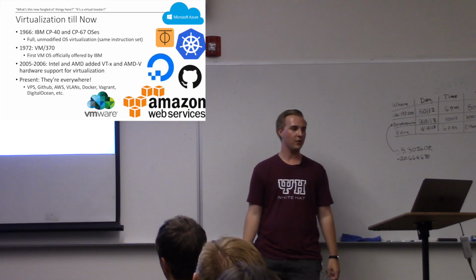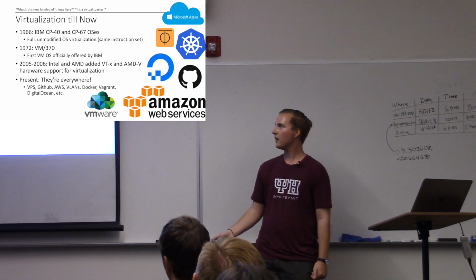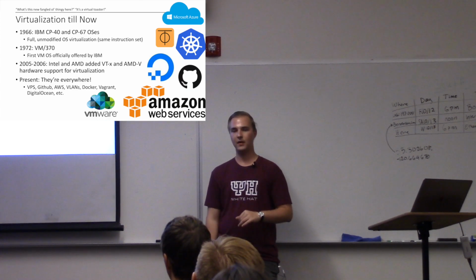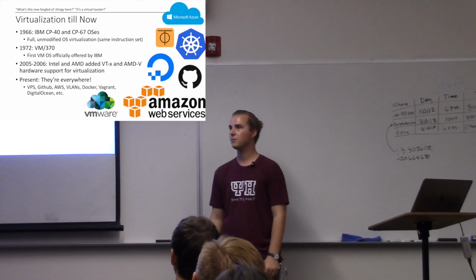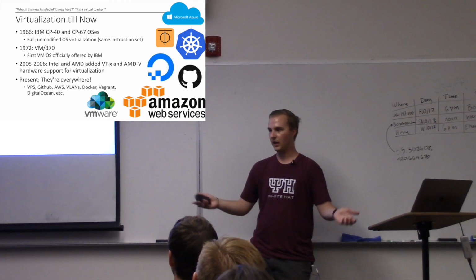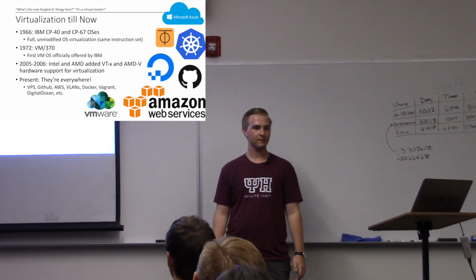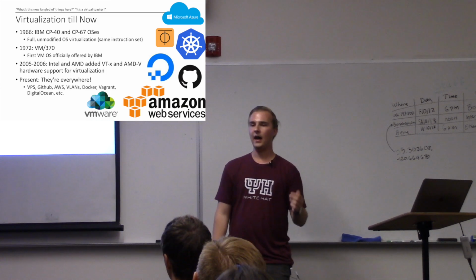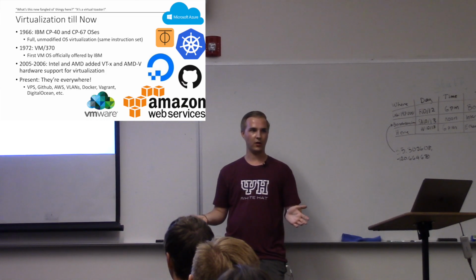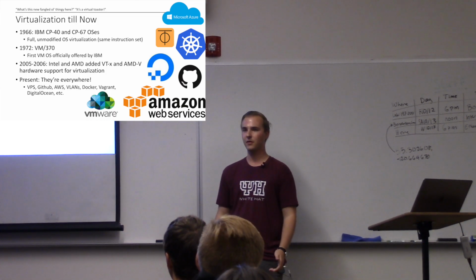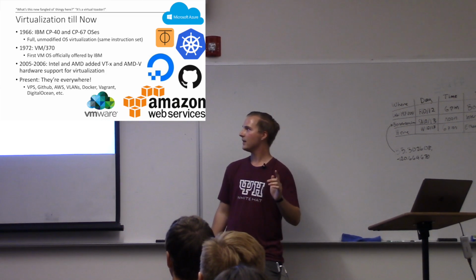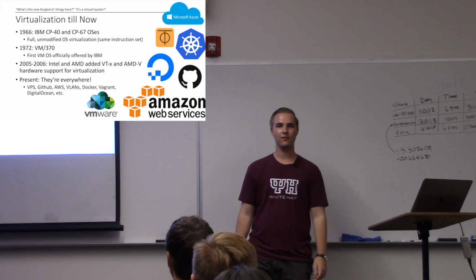From there, in 1972, the VM370 kicked off as the first official operating system for virtualization offered by IBM, and this was more targeted towards consumers, but even then it was a lot more enterprise related and not really available for us in general. Then Intel and AMD added hardware capabilities into their CPUs, which have now made it into pretty much all of our CPUs for hardware support for virtualization in two camps. One is VT-x for Intel and AMD-V for AMD.